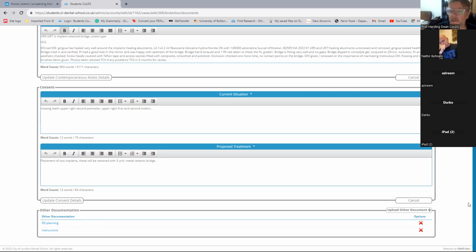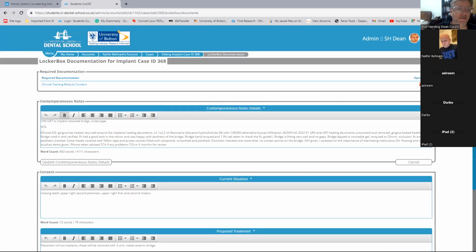Now there's an option here where you don't need to upload anything, but you can upload any other supporting documentation. Maybe the case was a referral, or you've got another consent or any other document. We've got 3D planning, so you might have some screenshots of 3D planning, or something on a piece of paper. You could upload that. Then you've got any instructions that you were given, and that would cover the whole of that section.